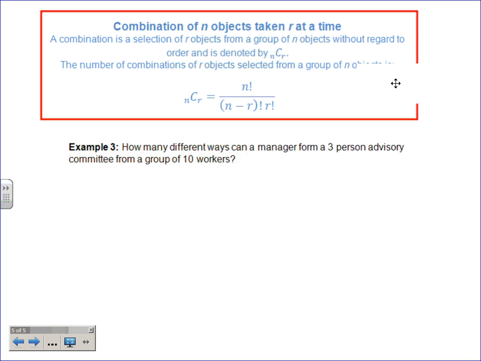Because if I switch first and second place, does that change? Is that a different combination? No, it's the same top 3. But what if I switch it and try and do a permutation? Is that different? It is. First, second, and third has changed. Okay, that counts as different.